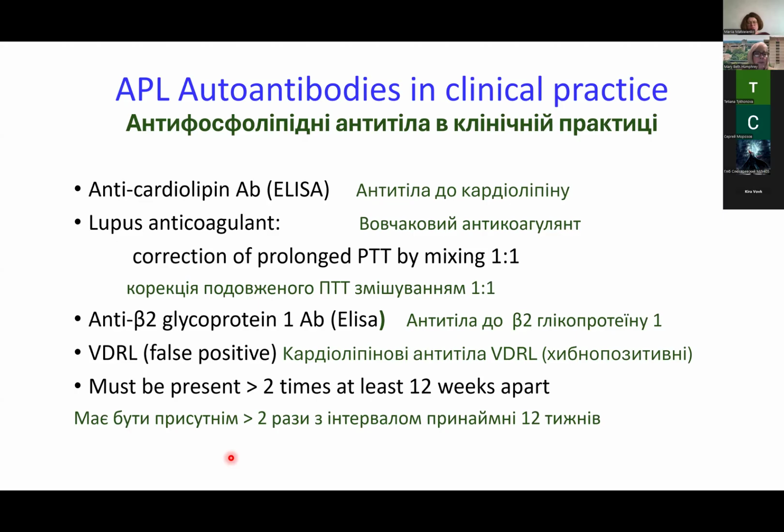Another antibody is the beta-2 glycoprotein 1 antibody, and again, this is an ELISA. Another test that is really cheap and easy to get is a VDRL, which is a syphilis test. And so this is called a false positive syphilis because it actually is indicating that you have a lupus anticoagulant most often. And then you're supposed to have one or more of these antibodies at least 2 times 12 weeks apart.